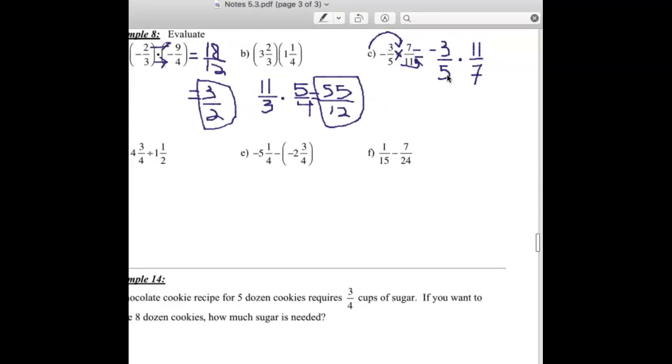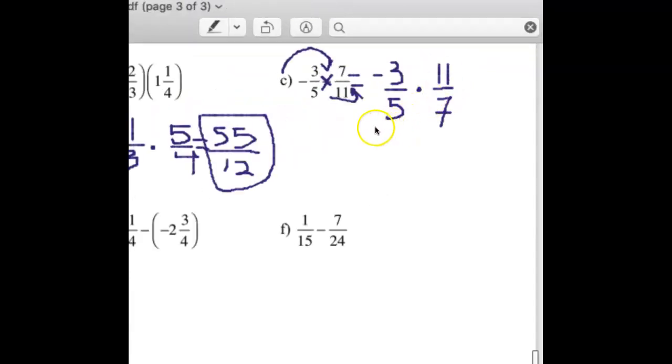Once I do that, though, dang it, that's no good. Once I do that, my problem does become multiplying fractions. So anytime I'm dividing two fractions, it always becomes multiplying two fractions. So a negative number times a positive number will give me a negative answer. 3 times 11 is 33. And 5 times 7 is 35. And that's it. Negative 33/35 is my answer. And not reducible, so we're just going to let that be.